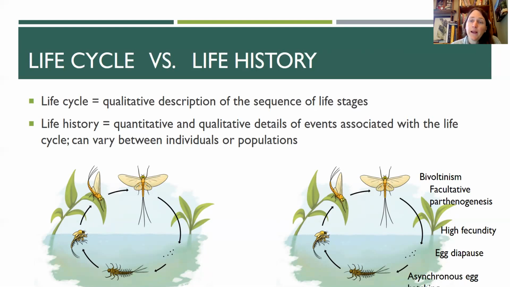And then you might have the organism, once it's an adult, it's a bivoltine mayfly, or this part of the population is bivoltine. It might undergo facultative parthenogenesis, and then it might have high fecundity. So see, these are all different kind of aspects of the life history of an organism or a population. So it's just a little bit more detailed and goes into what actually happened at each of these life stages for this individual.